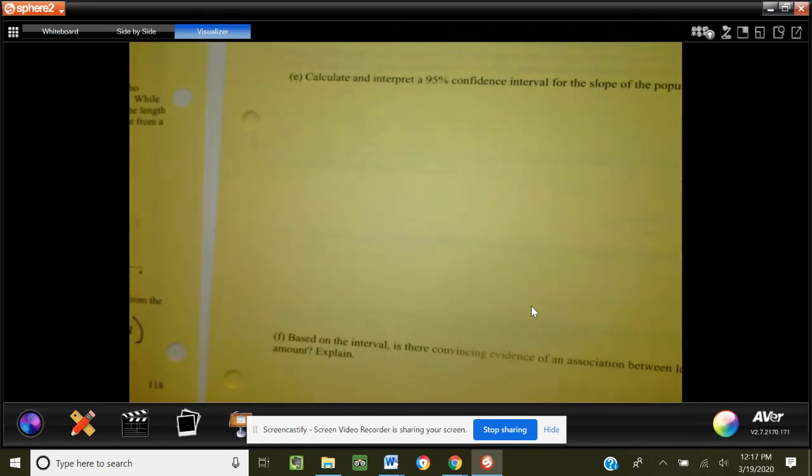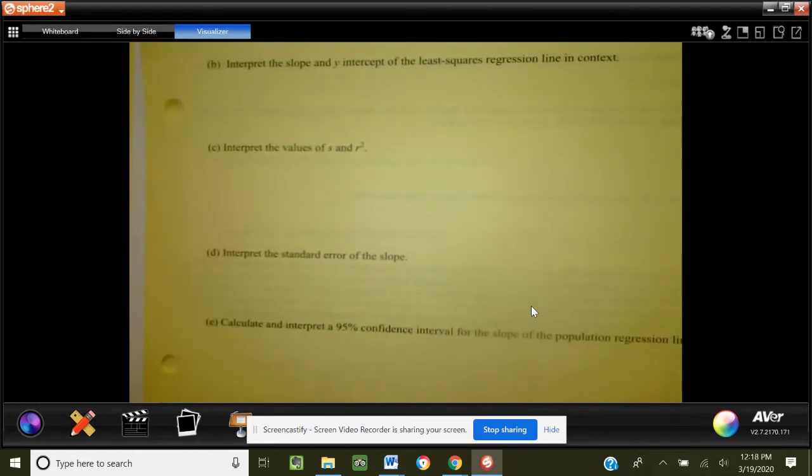So part B, part C, both of these are chapter 3 review type items. I would encourage you to stop right here and go ahead and write those interpretations and come back and check this. But you should be able to handle that.